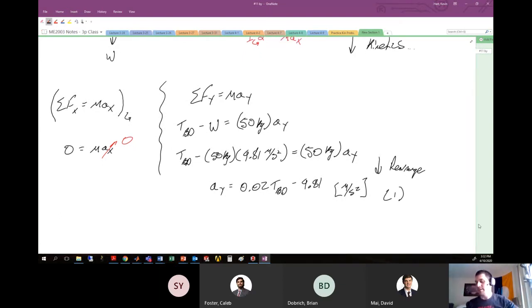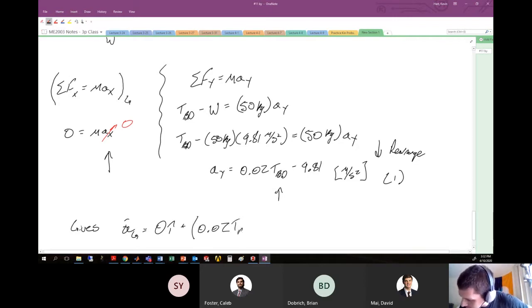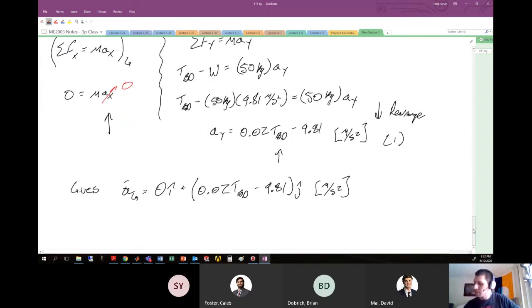You could look at this and write for yourself at this point what is the acceleration of point G. With this and this, we can make our expression for the acceleration of point G. That gives an acceleration of point G equal to 0 in the i hat plus 0.02 TBD minus 9.81 j hat, units here meters per second squared. This is something we'll come back to and revisit a little bit later.